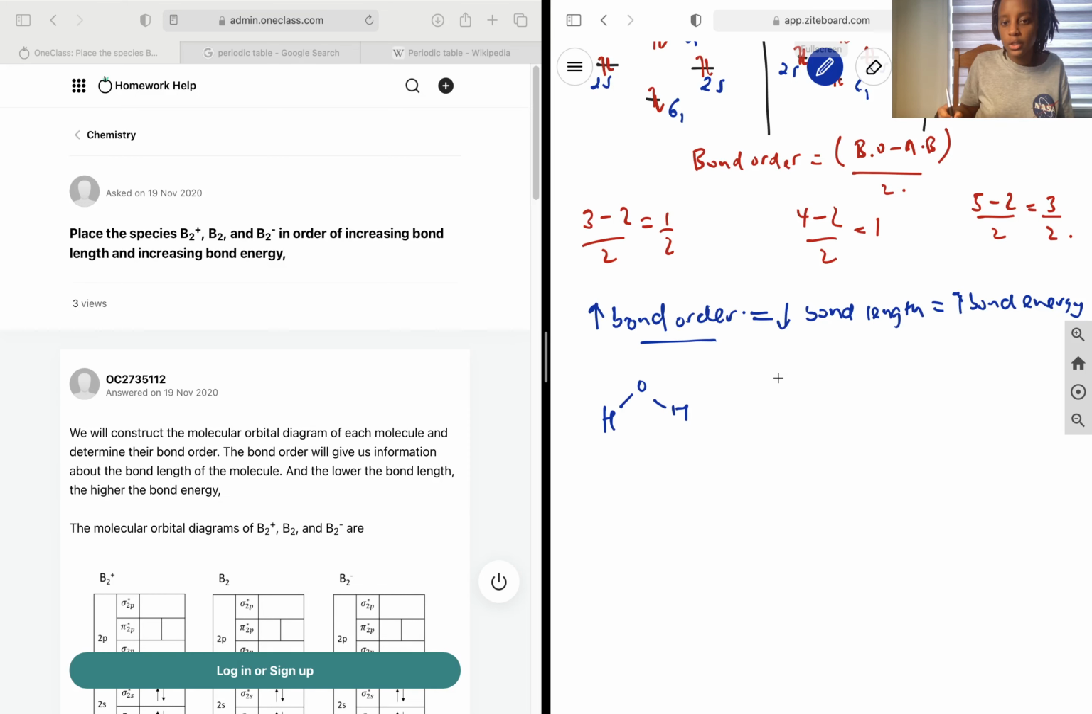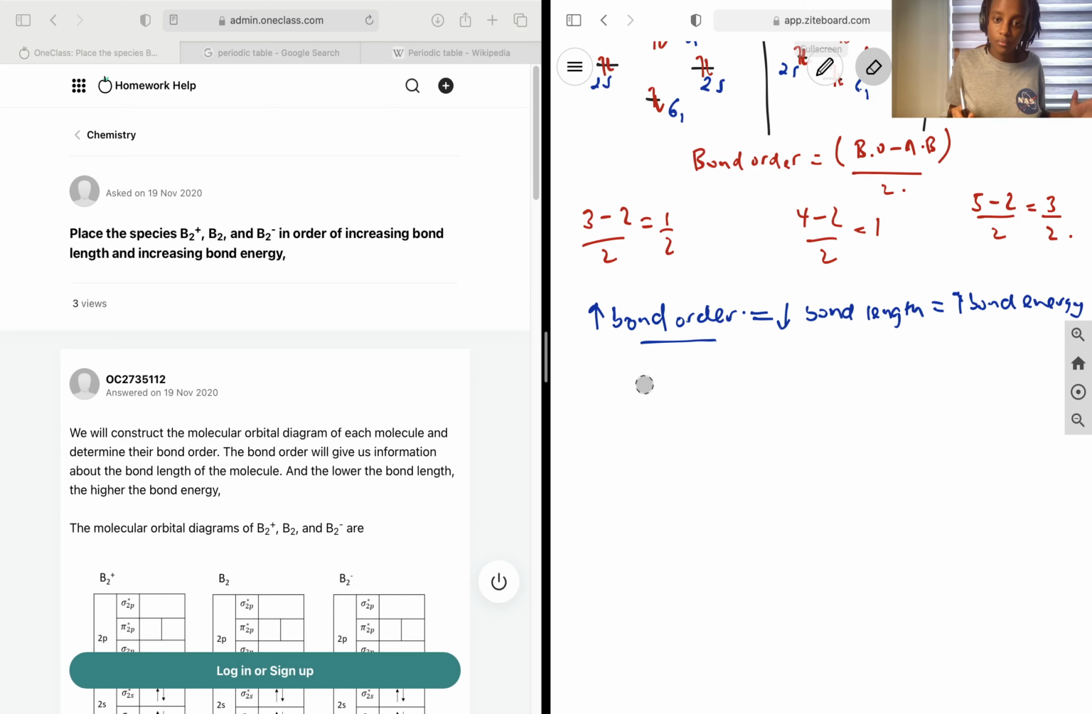If it's 2, then you're going to have a double bond. So that would be like here, where you have a double bond. And that double bond will be shorter, which means that the 2 are closer to each other, which means that there's increased repulsion between their nuclei, which means less stabilization, which means more energy.